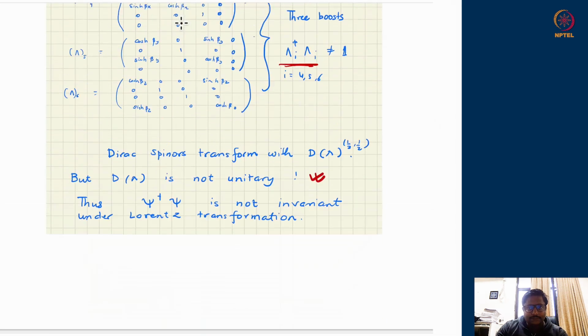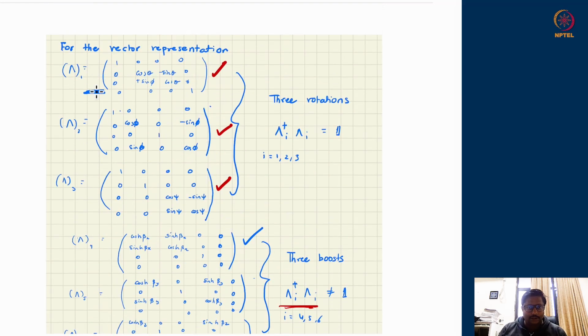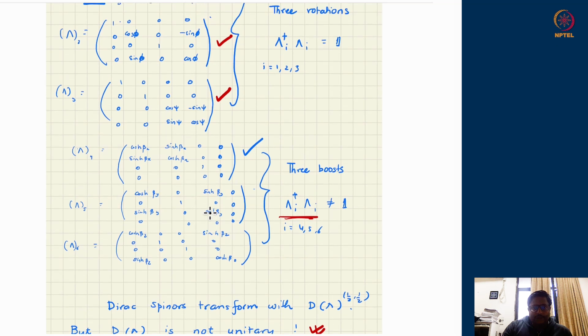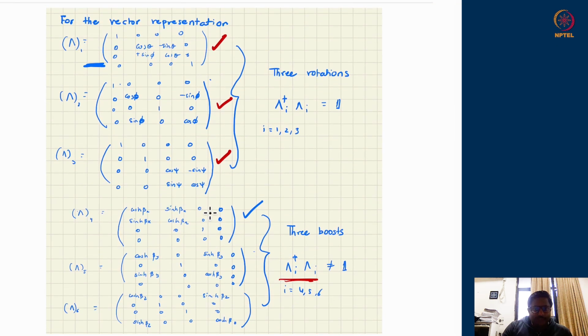We have seen the examples of rotation matrices in the vector representation, which are these three matrices doing rotations about the x-axis, y-axis and z-axis. And similarly, there are three boost matrices of transformation, which are boosts along the x-axis, y-axis and z-axis. And corresponding to these, there are generators which will tell us along what direction the transformation has been made.